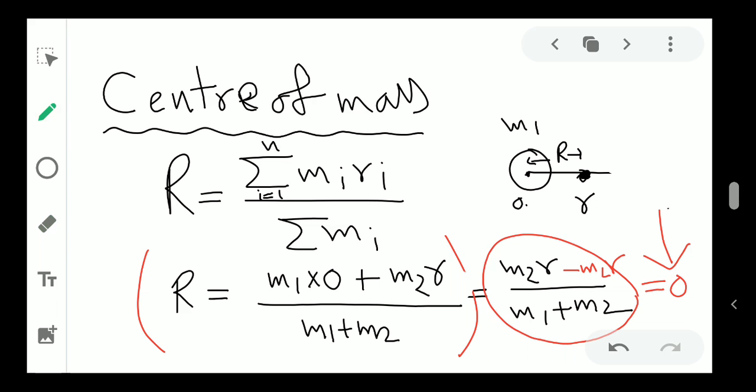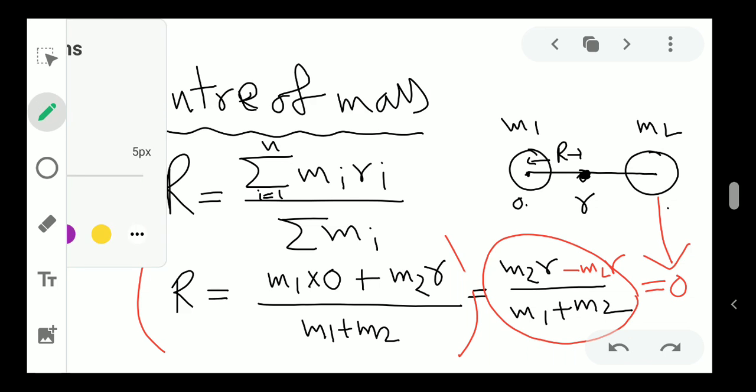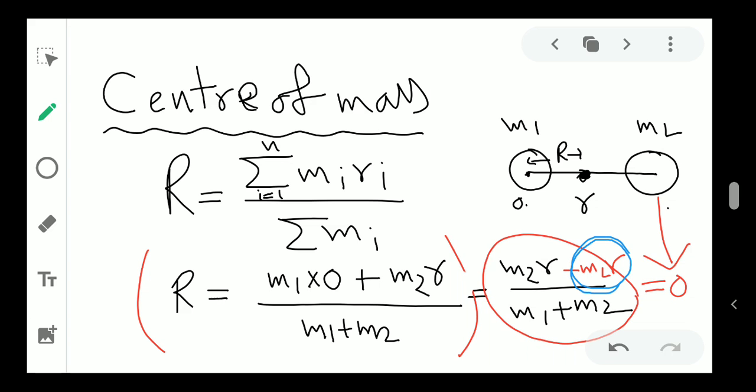So that means whenever something is going out of the system, we have to subtract this term which is going out. Okay, so you have to remember that we have to subtract this term, that is the m_i r_i term, that is, whatever is the contribution of that system which is going out, we have to subtract that from this.